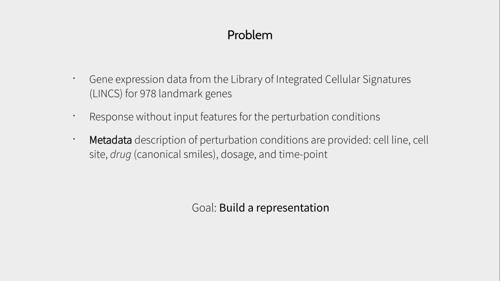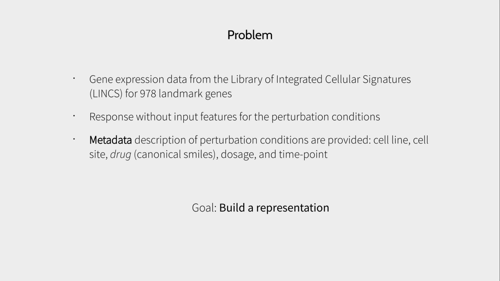So the problem we are facing is not unique and is very common in the data science scene, in that we have a set of gene expression data from the Library of Integrated Cellular Signatures, and it's for 978 landmark genes. The problem though is that while we have the responses, that is, the actual gene expression values, we do not actually have the perturbation conditions that produce these values in input form, that is, your traditional CSV file that you may use in your model.